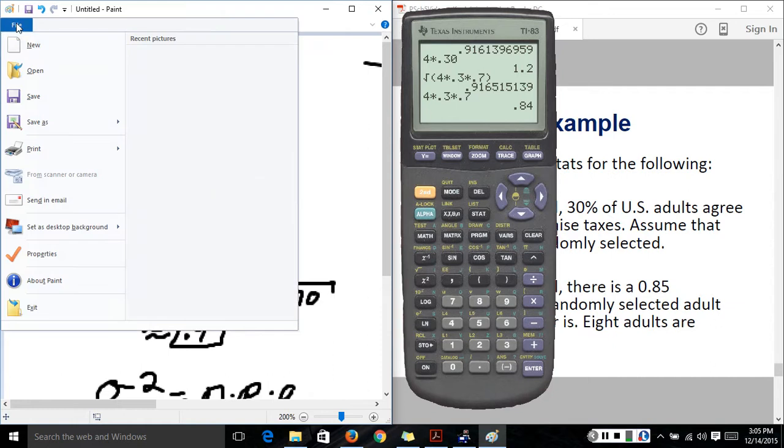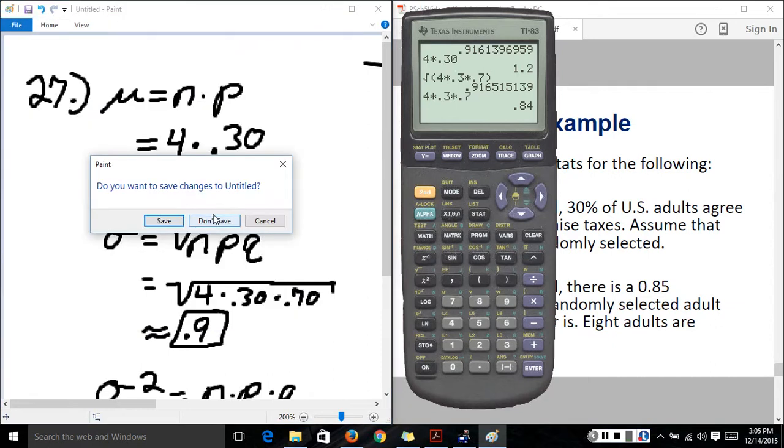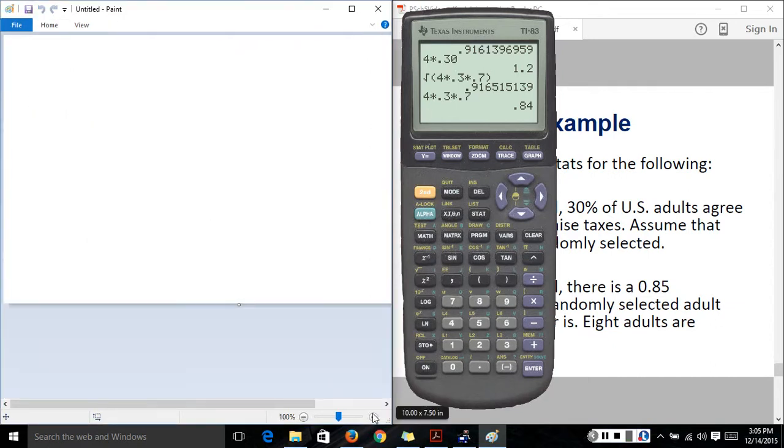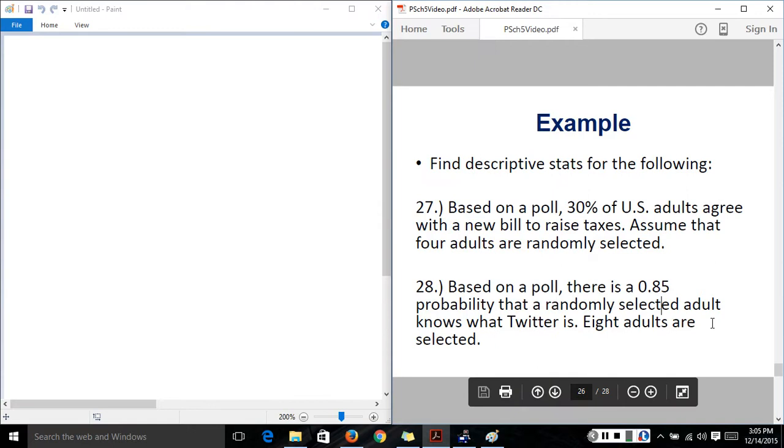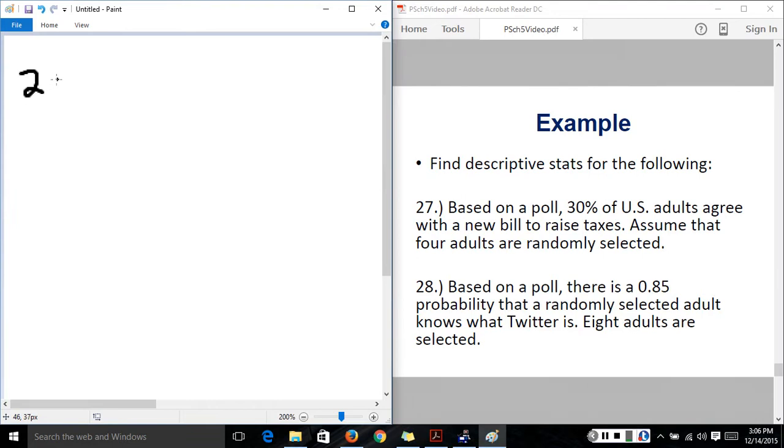Now for another example. Number 28. Based on a poll, there's a 0.85 probability, not a percent chance, that a randomly selected adult knows what Twitter is. This is the second scenario that we talked about. 8 adults are randomly selected. Let's find the descriptive statistics.